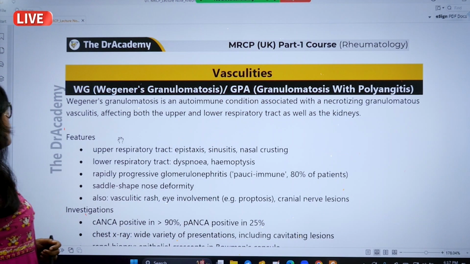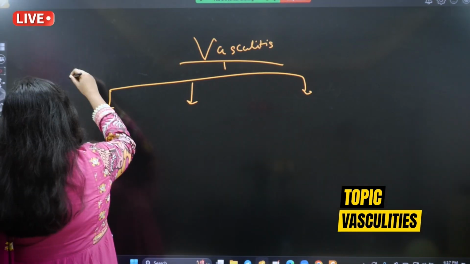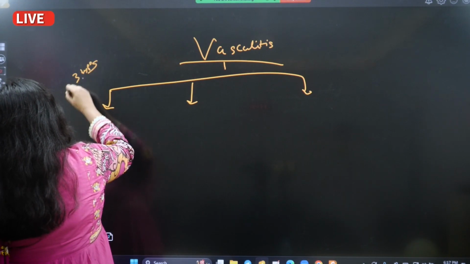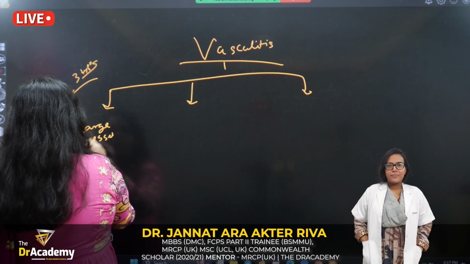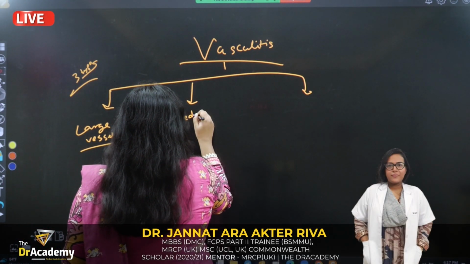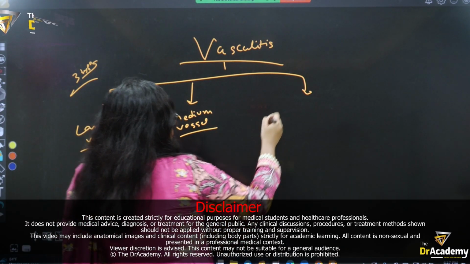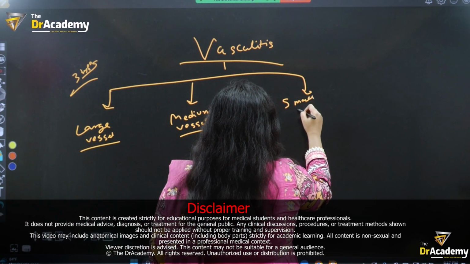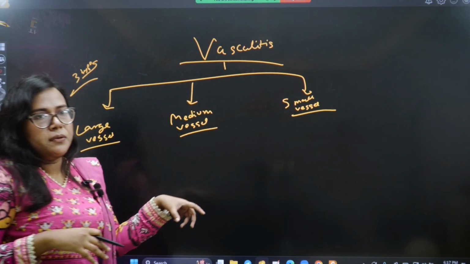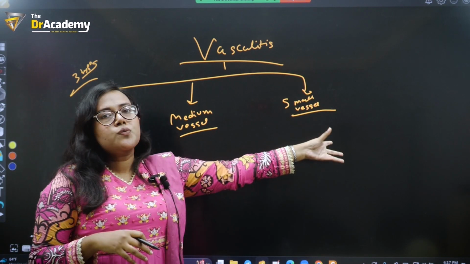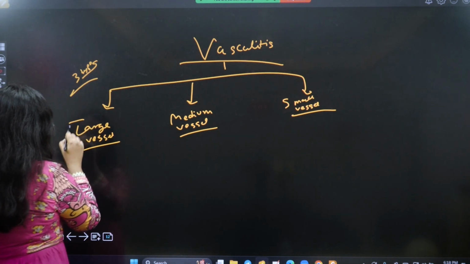Now vasculitis. Among the vasculitis, always try to write down a classification. Mainly three types. So one is the large vessel vasculitis. Then the other one is the medium vessel vasculitis. And then the small vessel vasculitis. So most of the vasculitis examples will be belonging to the small vessel vasculitis. So we'll start with the large vessels because these are relatively easier to remember.